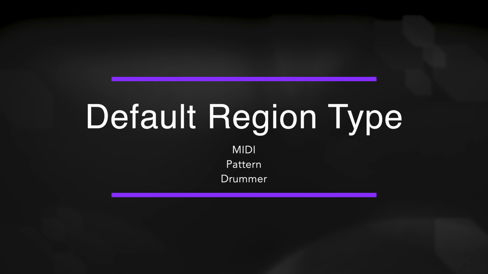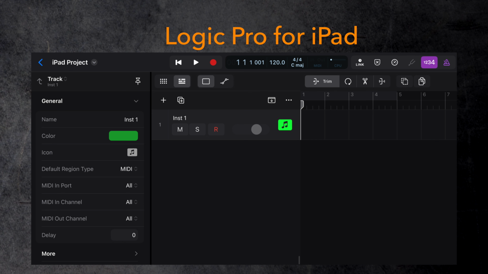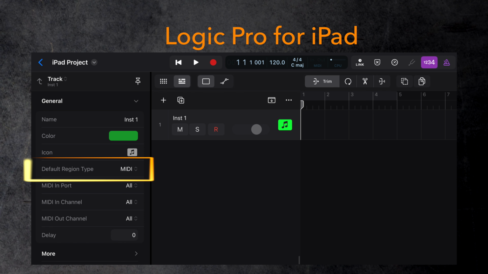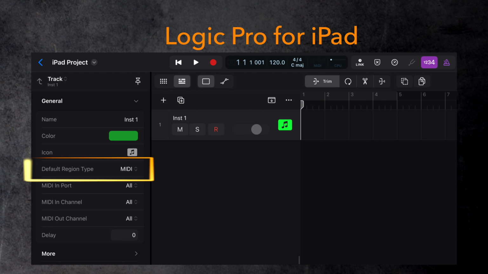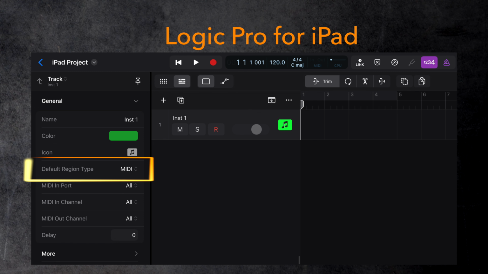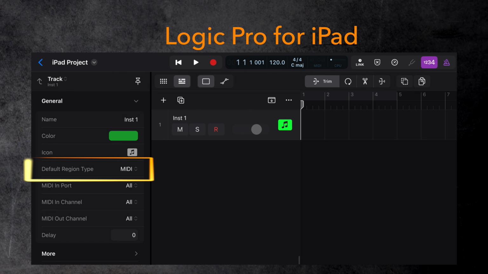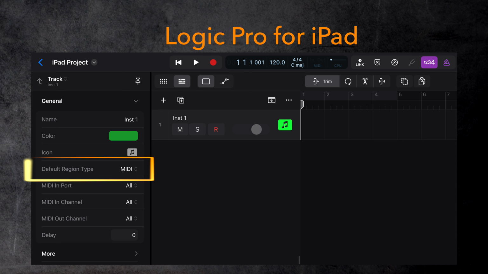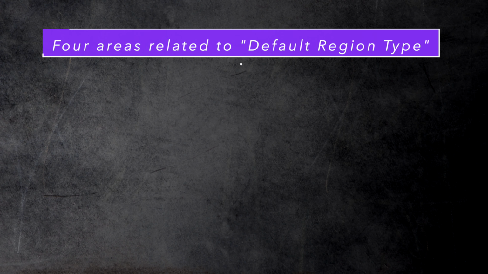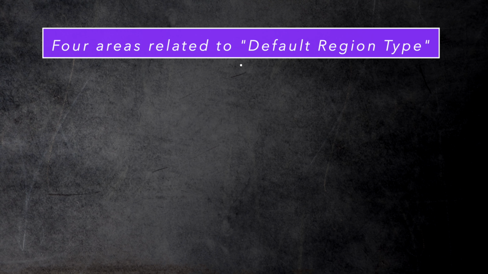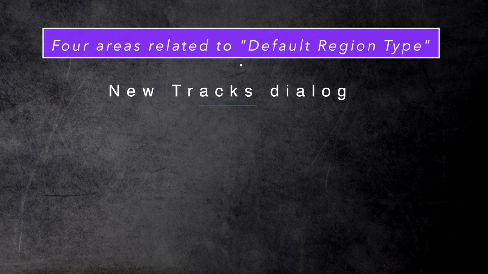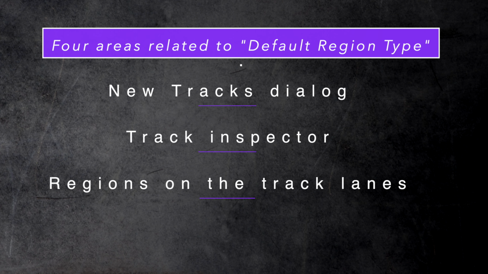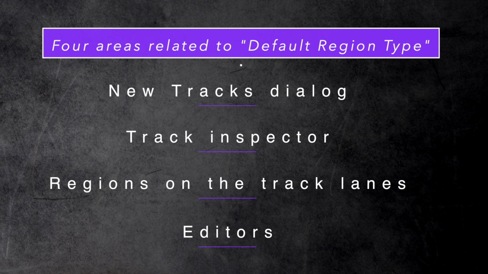Now let's look at the new concept in Logic Pro, the default region type. If you use Logic Pro for iPad, then you might have seen that parameter already. I want to have a closer look at it because it affects multiple areas in Logic that can be easily overlooked. The best way to understand the concept of the default region type is to look at 4 areas in Logic that are related or affected by the new default region type concept: the new tracks dialog, the track inspector, the regions on the track lanes, and the various editors.